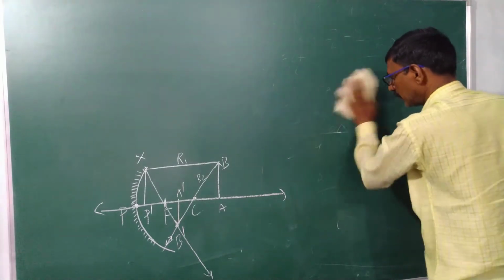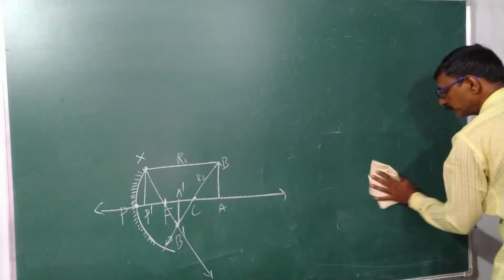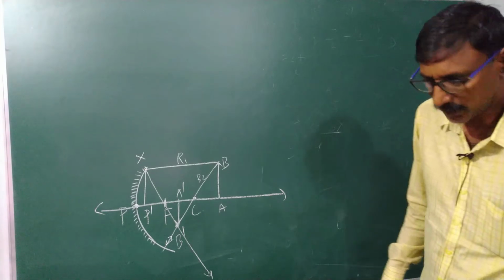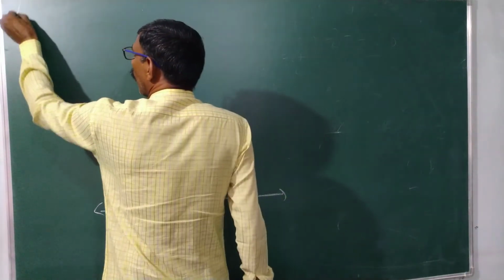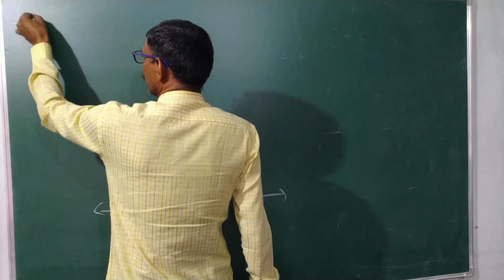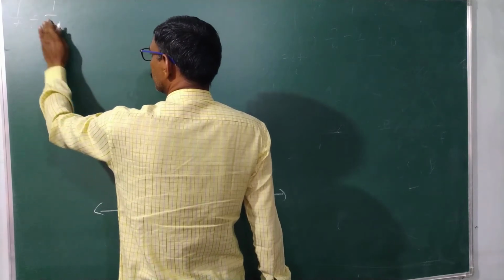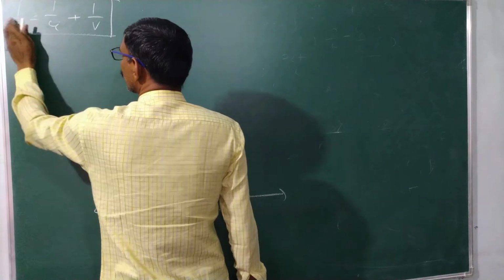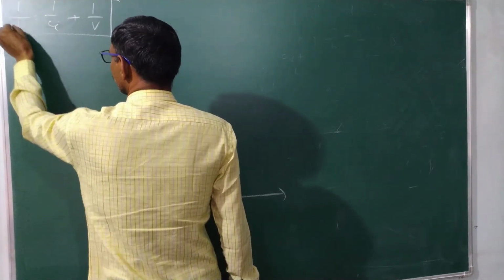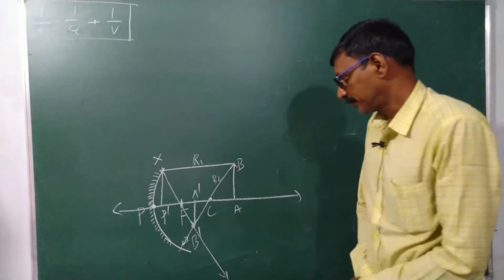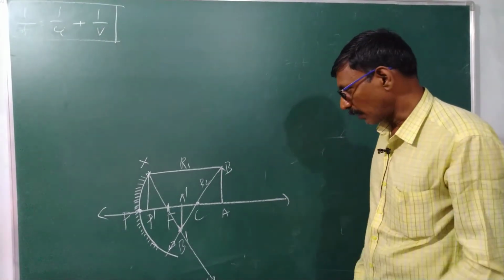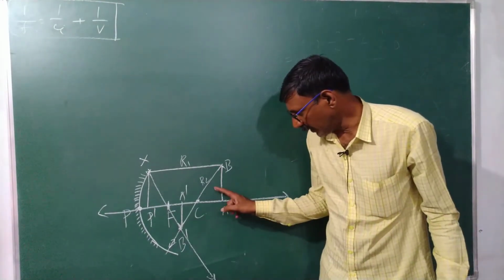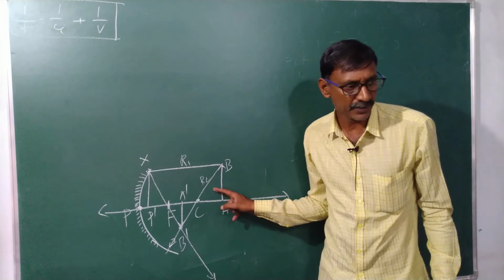Okay. Let us go to the diagram. We have to prove 1 by f is equal to 1 by u plus 1 by v. We have to prove this one. Keep in mind. Okay. Now, coming to this. Consider these two triangles. See, be concentrated.